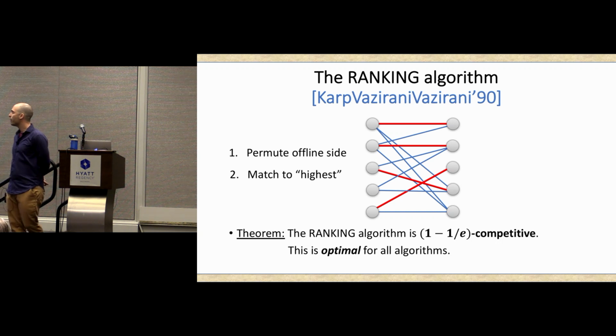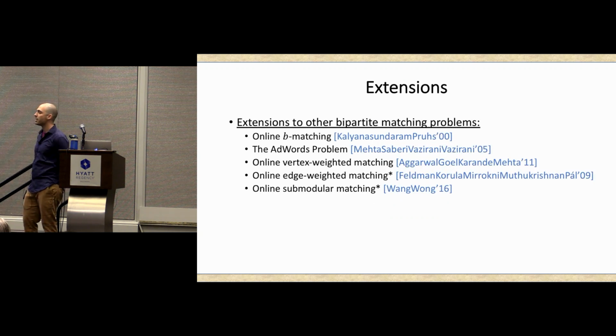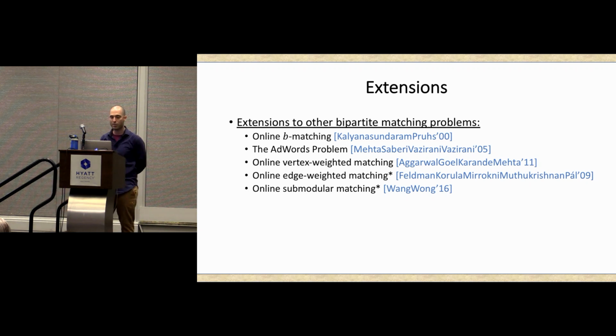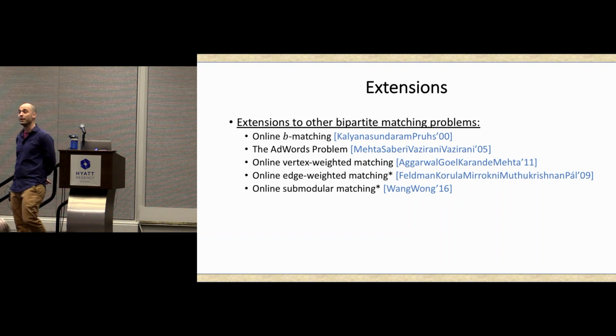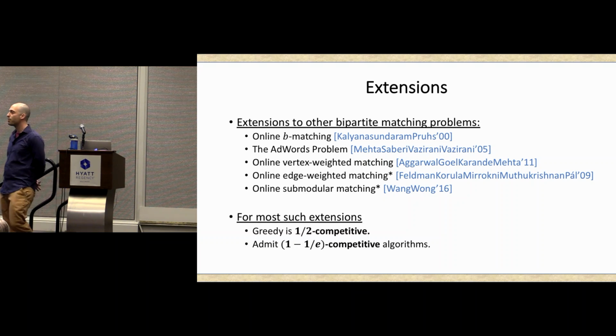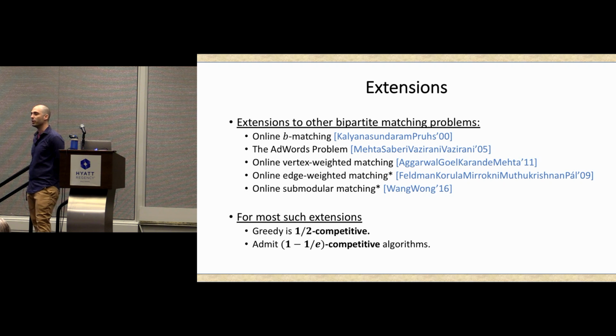Good. Over the years, people have studied all kinds of extensions of this problem, to weighted variants and b-matching variants and what have you, most of which were motivated by internet advertising. And for all of these extensions, we know that greedy will give you a competitive ratio of 1/2, and 1 - 1/e is the best you could hope to get. And for most of these, we know how to get it.